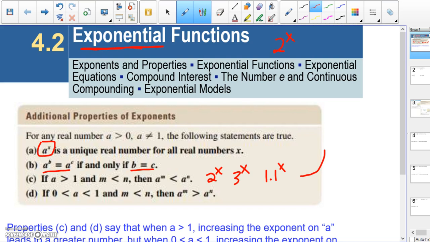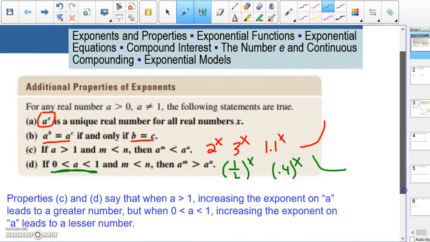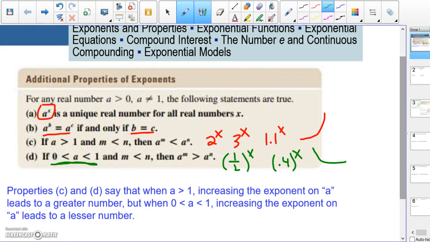So then the next one says if a is in between 0 and 1, like 1/2 to the x or 0.4 to the x, then it's going to be decay. And so they're saying, as x grows larger and larger, the overall number is going to grow smaller. And so they kind of reword it right here. You might take a second and read over that.